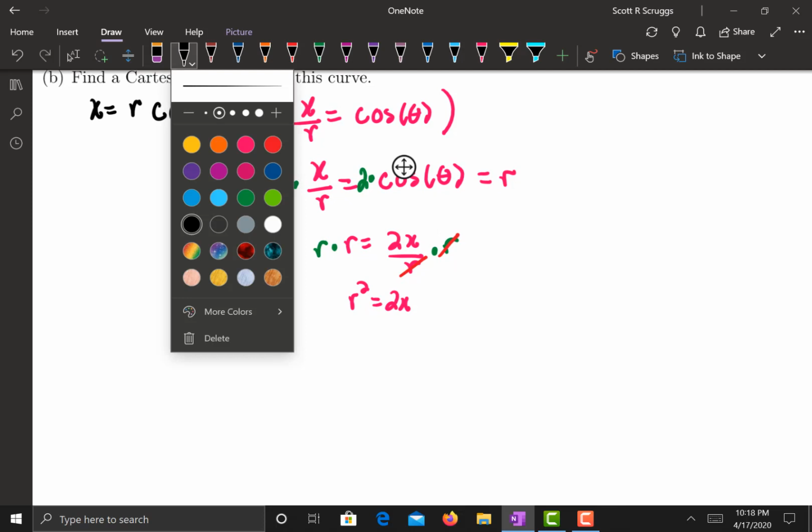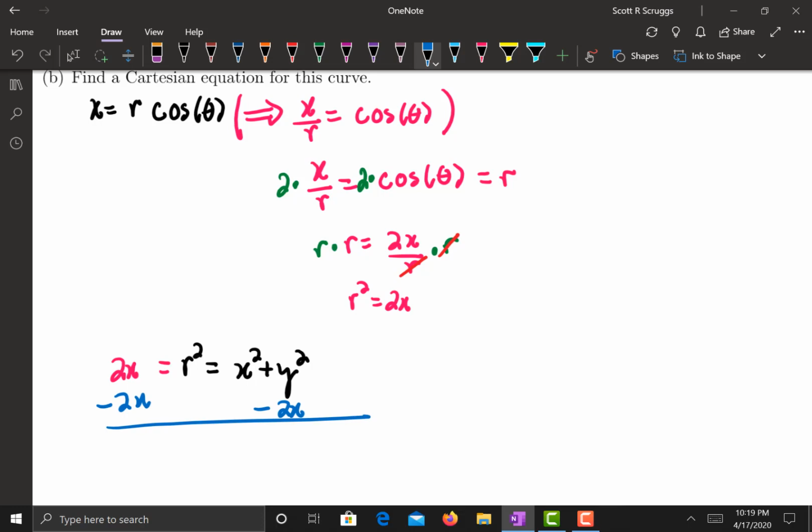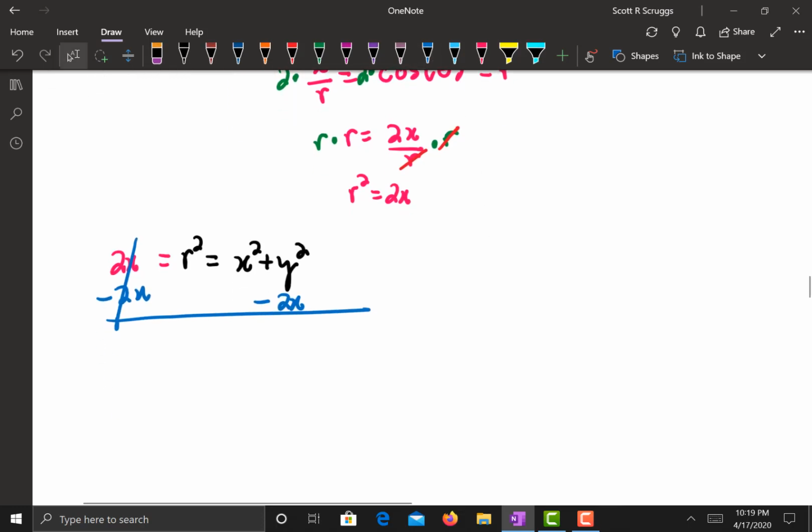So now, using my polar to Cartesian relationships that I know, and vice versa, I know that r squared equals x squared plus y squared. But I now know that r squared should also equal 2x. And if I move 2x to the other side by subtracting, I now have 0 equals x squared minus 2x plus y squared.